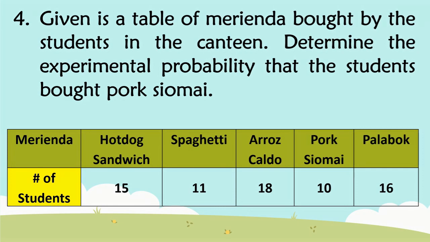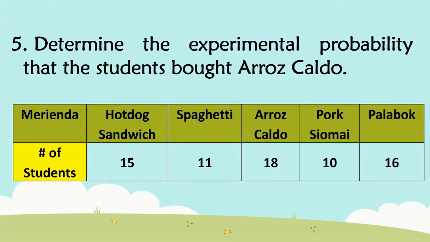Number 4. Given is a table of merienda bought by students in the canteen. Determine the experimental probability that the students bought pork siomai. For number 5, determine the experimental probability that the students bought arroz caldo.